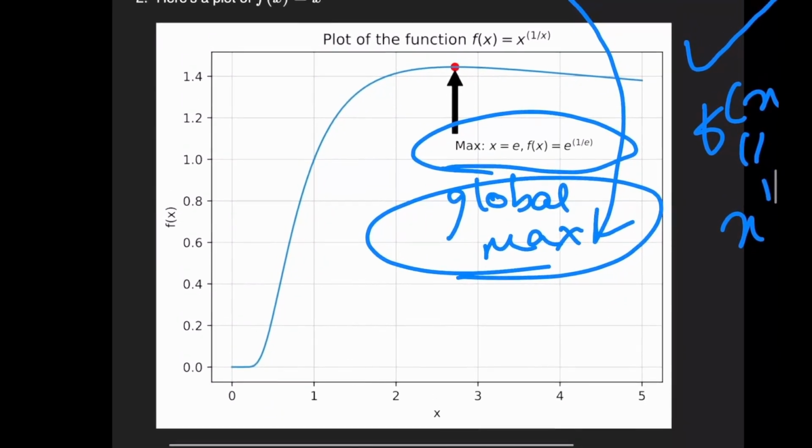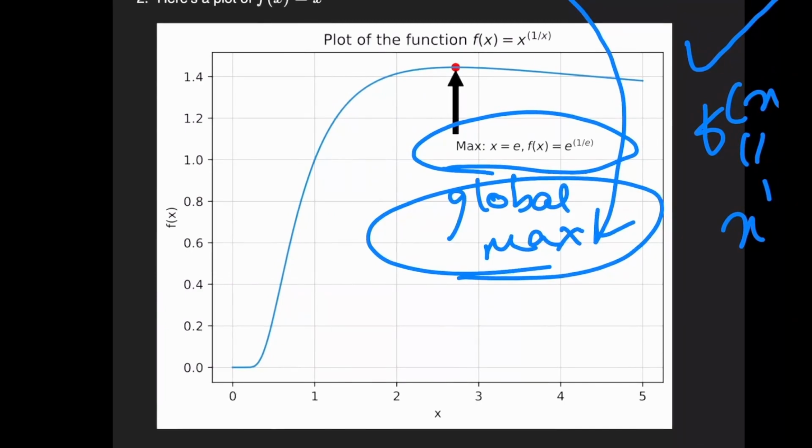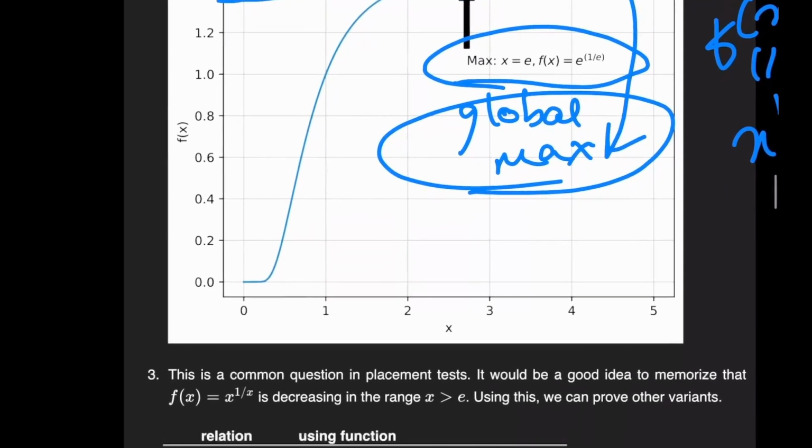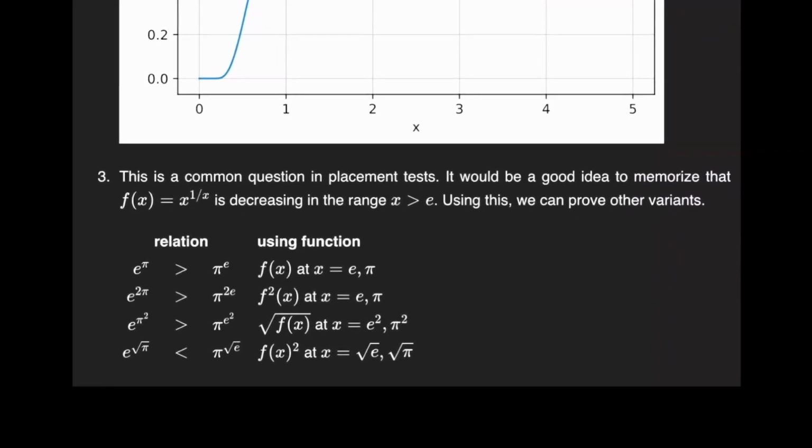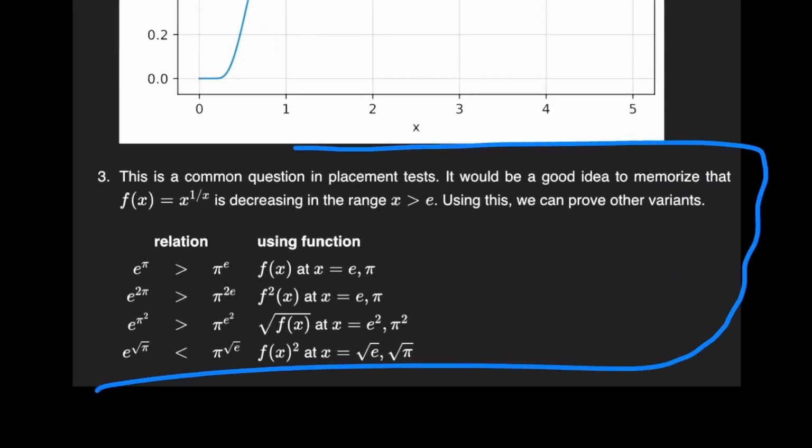So this is the plot for the function, and pi would be somewhere over here, which would be less than the value for e, right? And also the website says that it's pretty beneficial to memorize this, so I recommend you guys going over this once. I hope you guys understood the solution.